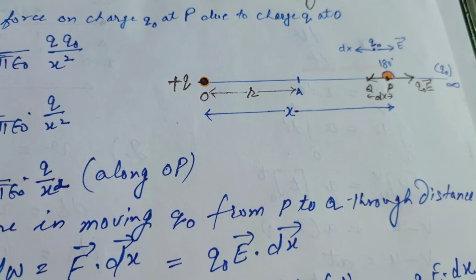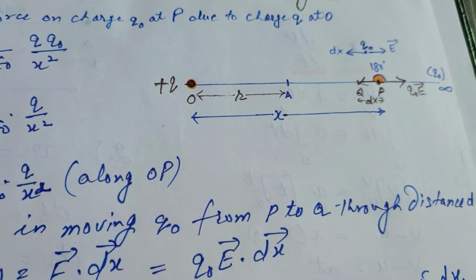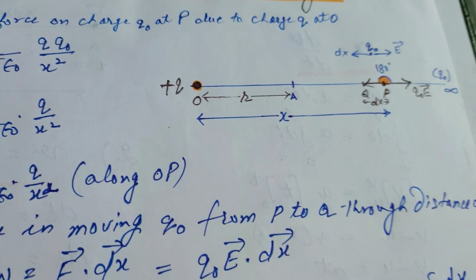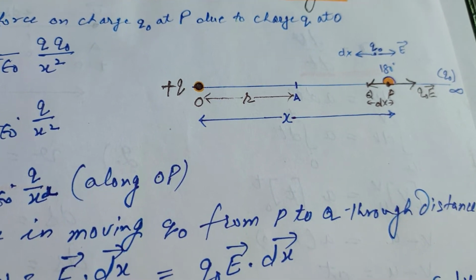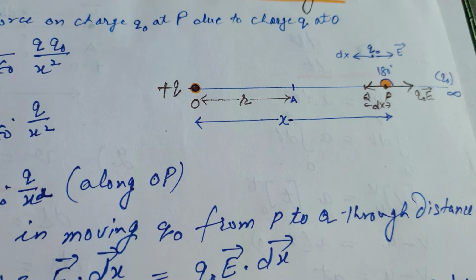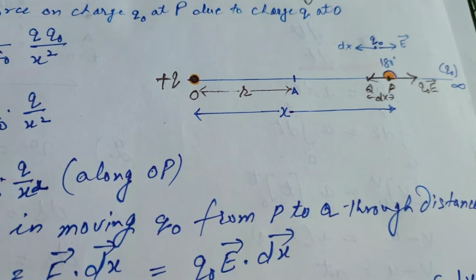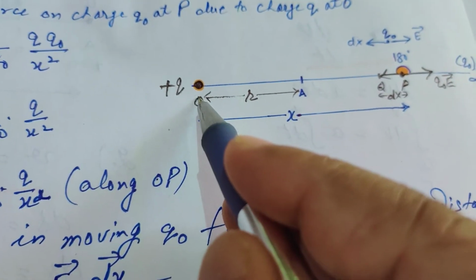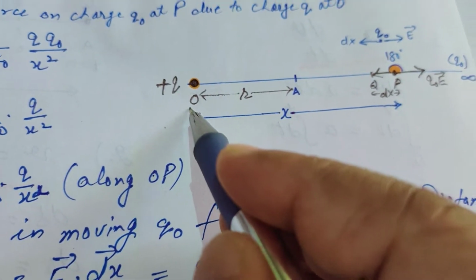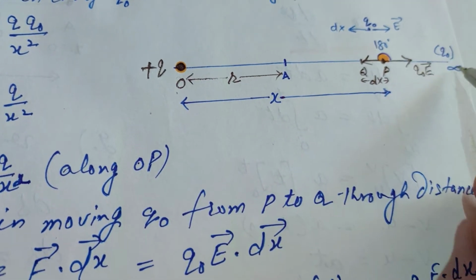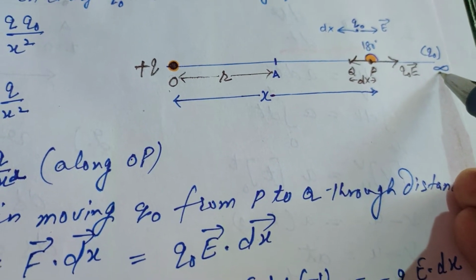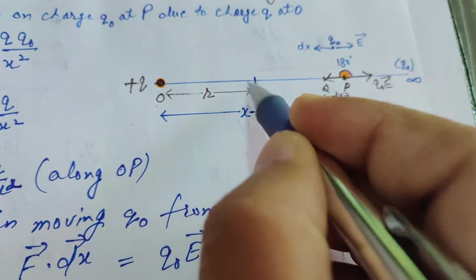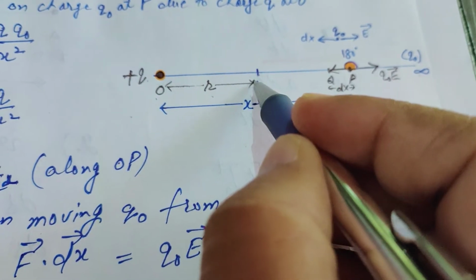What were those conditions? First condition was that there must be no acceleration, and the second condition was that you have to work against the electric field. So as per the definition of electric potential, let us consider that a source charge plus q lies at O and a test charge q naught that lies at infinity, and you are supposed to find out electric potential at point A, which is at a distance r from your source charge.